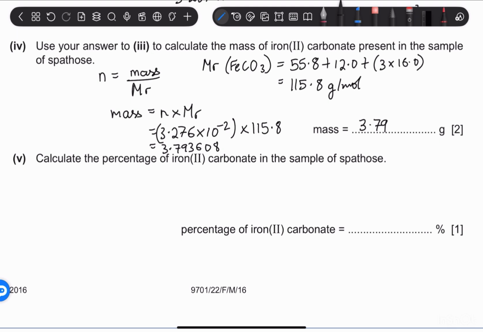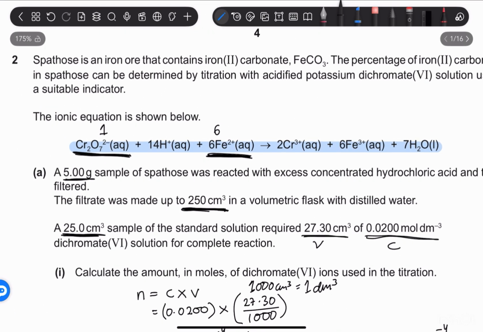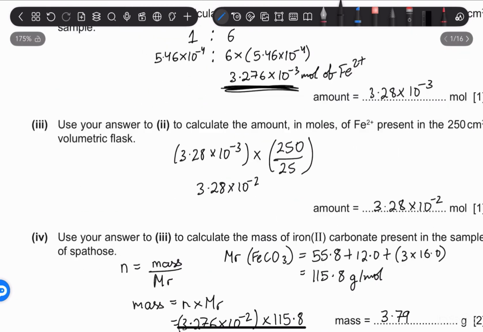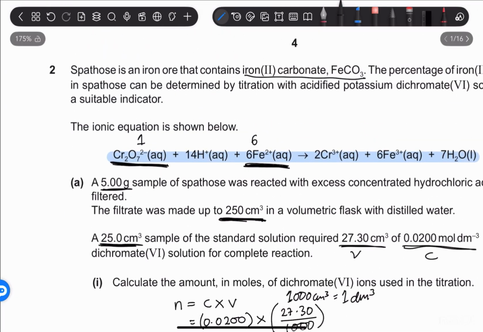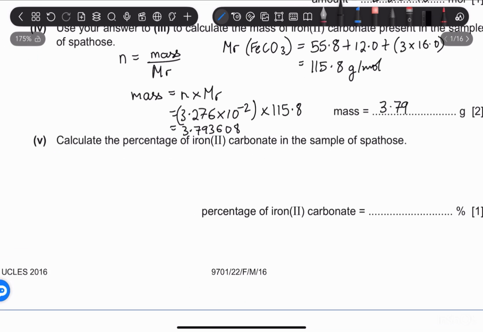Now we're told to calculate the percent of iron(II) carbonate in the sample of spathos. Spathos is the ore that we had, and it has iron(II) carbonate, whose mass we just calculated as 3.79. The mass of the sample was 5 grams. Hence, our percentage of iron(II) carbonate would be the mass of the iron(II) carbonate over the mass of the ore that we used to extract that iron(II) carbonate, times 100.